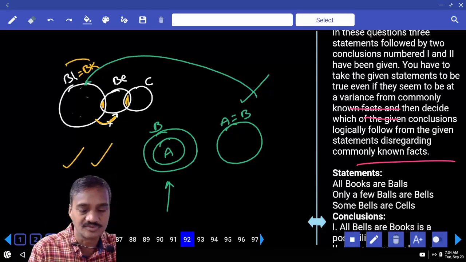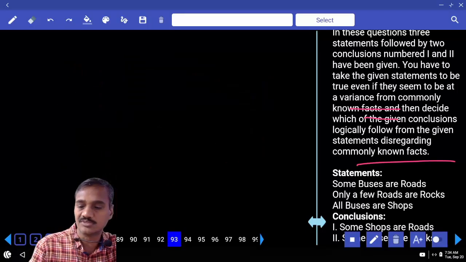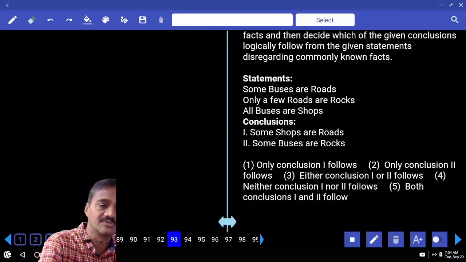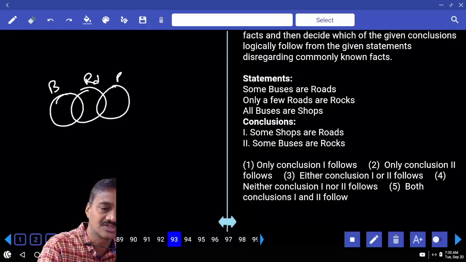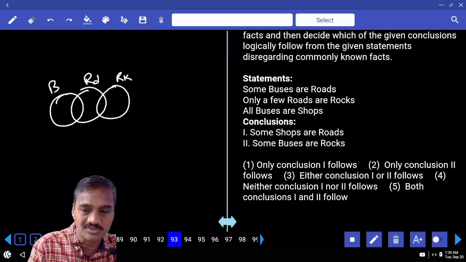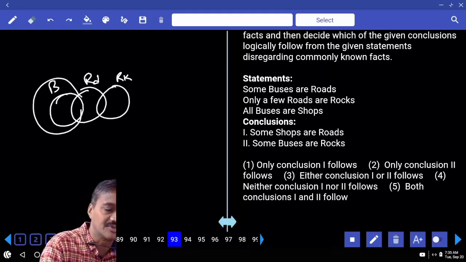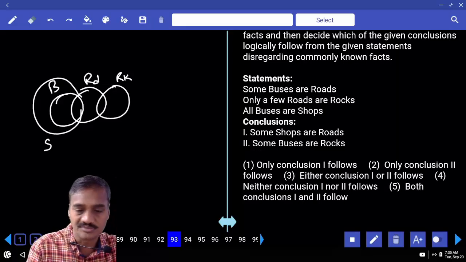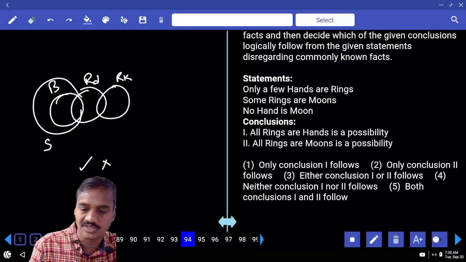Done with this? Then 93. Coming to question number 93, some of the buses are roads. Tell me how to represent this one. These are the buses that are roads, and only a few roads are rocks. Only some of the roads are rocks, but not all. All buses are shops. This entire bus is a part of this shop. And some shops are roads, definitely true. Some buses are rocks, that is false. So what is your answer? Only one, choice 1, question number 93.